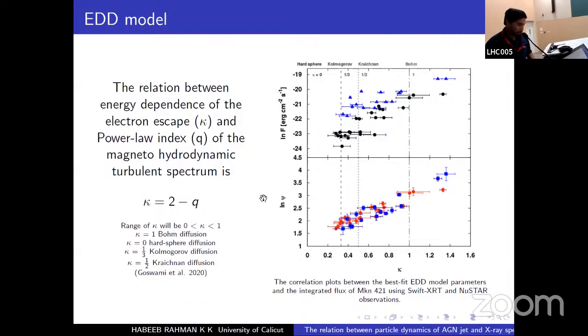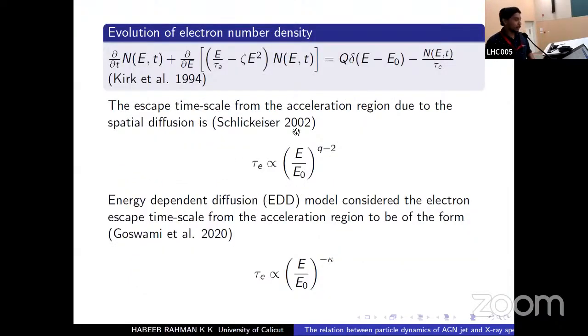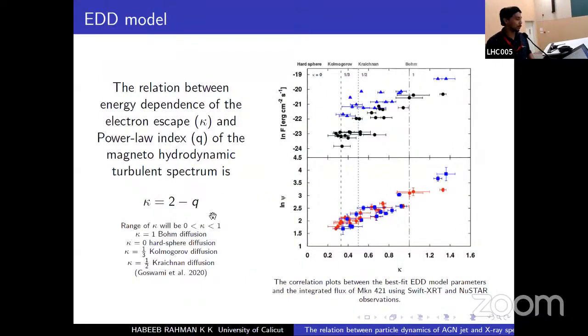In the previous slide I showed two relations for this tau E. If you compare these two relations, you can equate Q minus 2 and minus kappa. From that, you get the relation between this kappa and this Q. For different values of Q, we can evaluate the corresponding kappa value, which represents the curvature. There are different values of Q for different types of diffusion modeling. For hard sphere diffusion, we will have some Q value; for Kolmogorov, we will have another Q value. Putting that value into this equation, we get the corresponding kappa value.